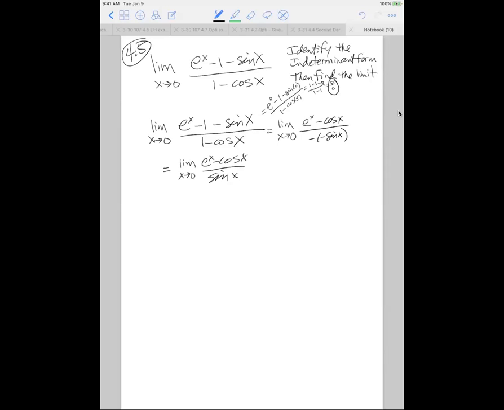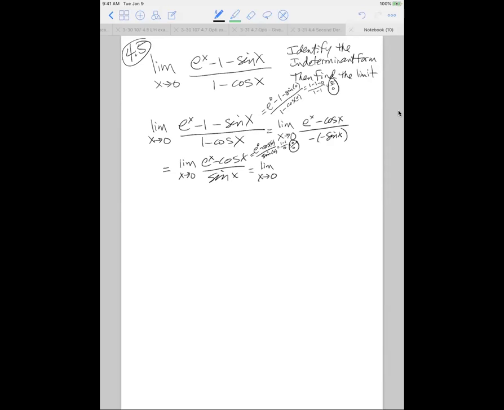All right? When I plug in 0 here, I get e to the 0 minus cosine of 0 over sine of 0, which is 1 minus 1 over 0, which is 0 over 0. So again, I verified that I get an indeterminate form. So I do it again. You still don't get an answer, but it is an indeterminate form again. So again, I use L'Hopital's rule. And again, the lim needs to be there. It's a part of the solution.